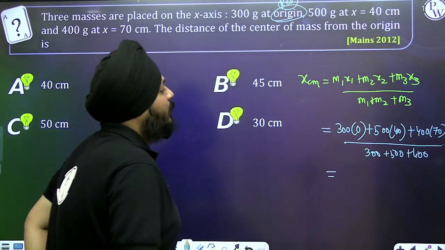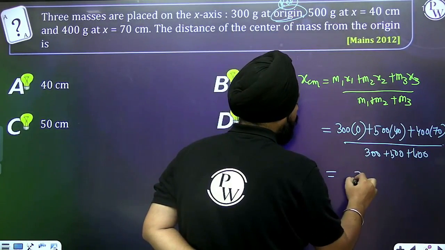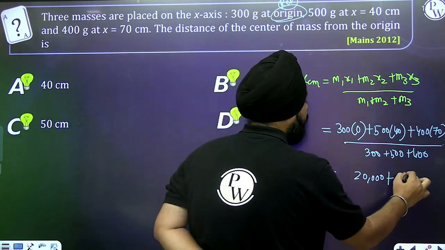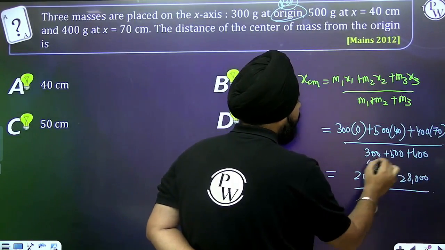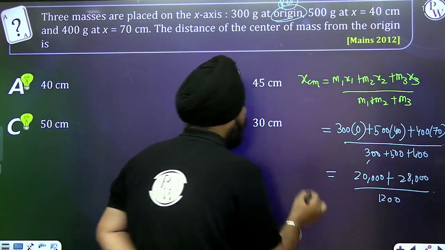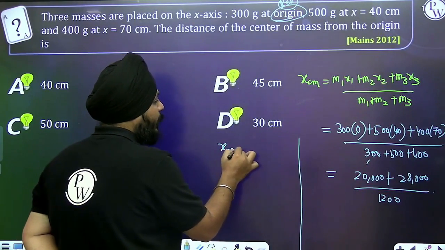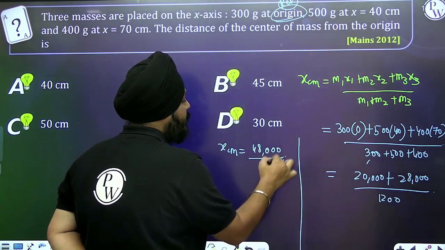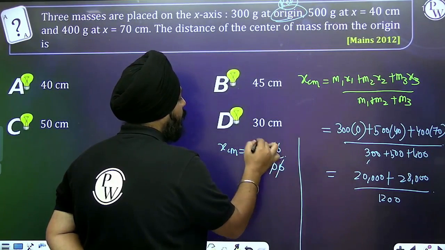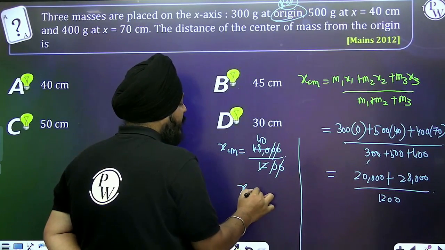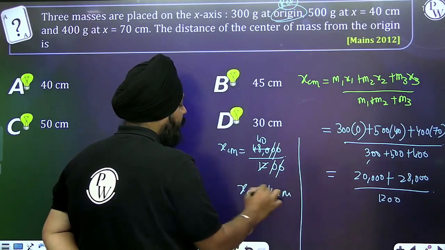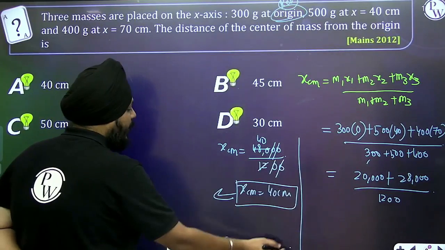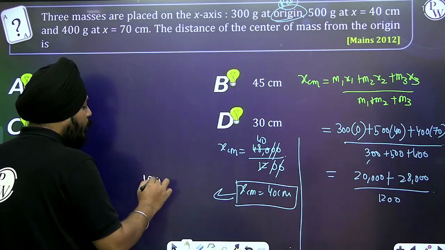So 5 into 4, 20,000 plus 28,000, whole divided by 1200. So the position of the center of mass is going to be 48,000 whole divided by 1200. The 0 is going to get cancelled. The center of mass is going to be at 40 centimeter. With respect to the reference point it is calculated, right? So this is with respect to what reference point? With respect to origin.